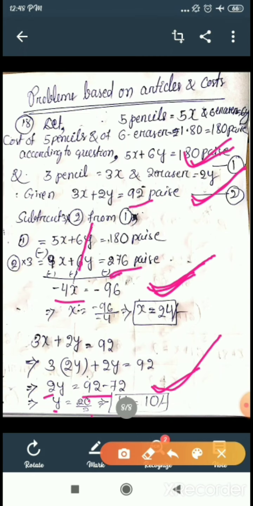Okay, same as like this you have to do up to question number 24. Okay, in the next class we'll read about the problems based on geometrical problems. Okay, then after we'll read problems based on boats and streams by using the simultaneous equations.